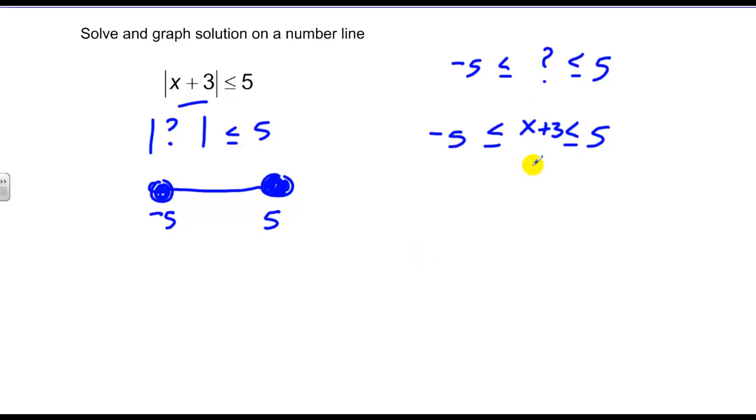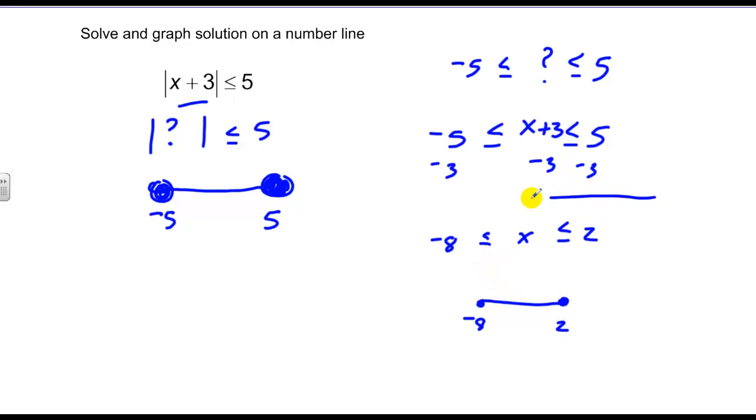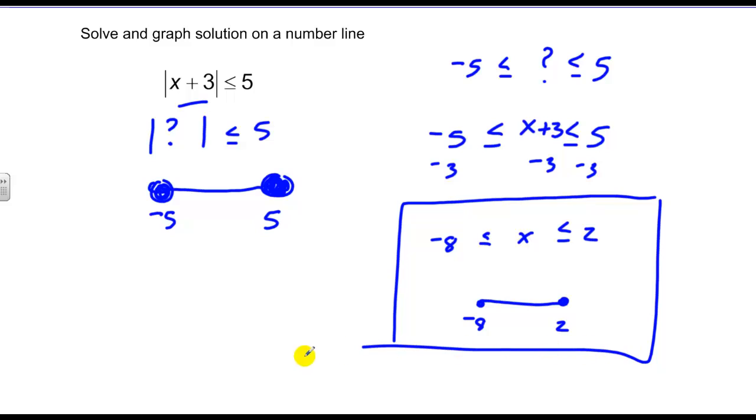So if I want to solve this now, I can subtract 3 from both sides of my inequality, thus getting 2x and negative 8. So my solution is all the numbers between 2 and negative 8. If I were to graph that on a number line, it would look something like this, and here is my solution. And really this is a less than type problem.